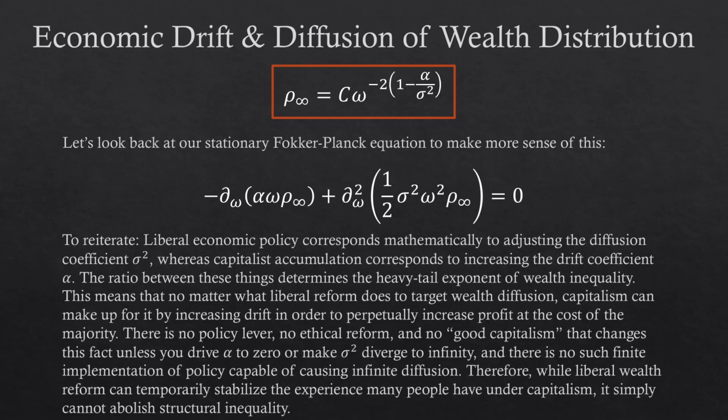There is no policy lever, no ethical reform, and no so-called good capitalism that changes this fact unless you drive alpha to zero or make sigma squared diverge to infinity, and there is no such finite implementation of policy capable of causing infinite diffusion, and if such a thing did exist, the system would no longer be capitalist by design. Therefore, while liberal wealth reform can temporarily stabilize the experience many people have locally under capitalism, it simply cannot abolish structural inequality.